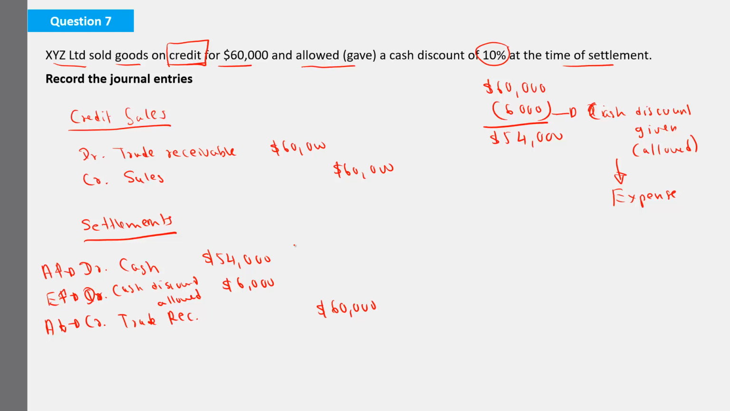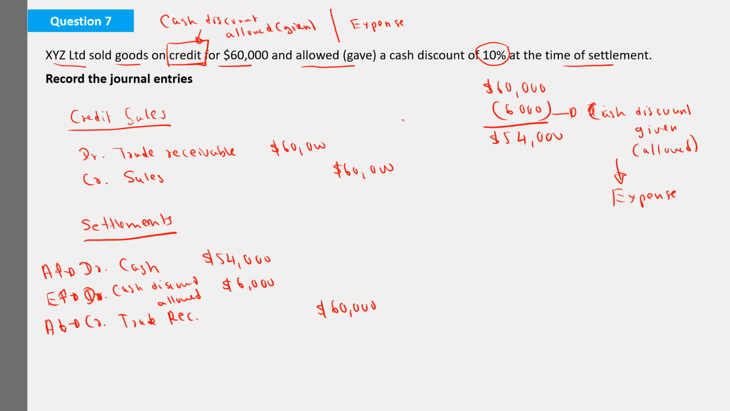So from this question, what's the learning that you have to get? Whatever the cash discount allowed or cash discount given, it is something connected with the credit sales, and whatever cash discount that we allowed, we will consider it as an expense.